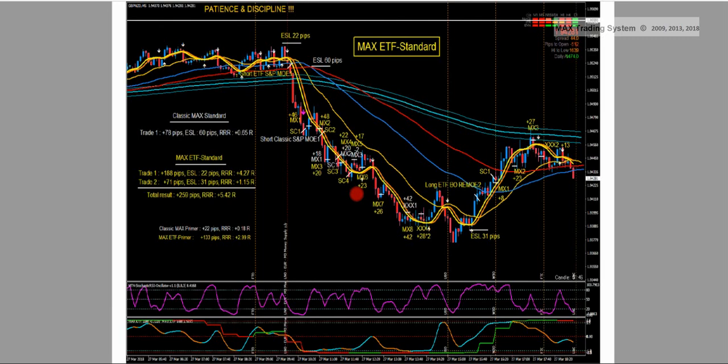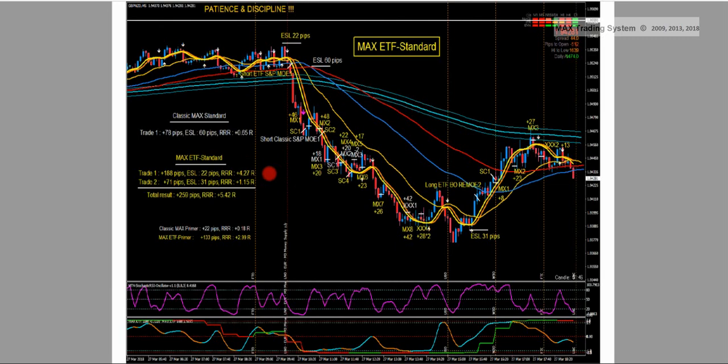We do not make a scale-in randomly. We have precise rules to do that. The result is completely different. The result of that short trade is shown here, 188 pips for a nice realized reward to risk ratio of 4.27R. This means with a 2 percent risk, a profit of 8.5%. Even with the 1% risk, you still make a nice 4.2% profit.